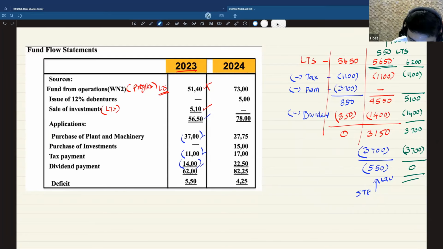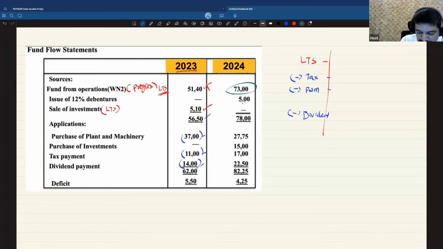Okay. In 2024, their long-term source has increased. Number one, the profit itself has increased, and they raised some debt also, maybe because of the lesson or the mistake they committed last year. Last year they diverted 550. Maybe to compensate that, it seems like they have raised some 500. So the total long-term source is like 7,800.